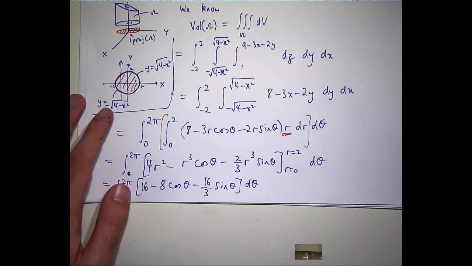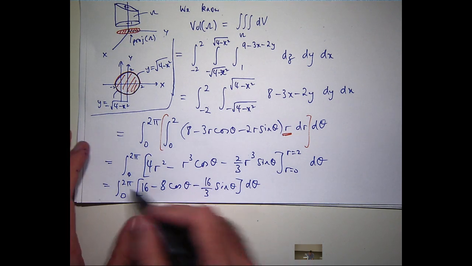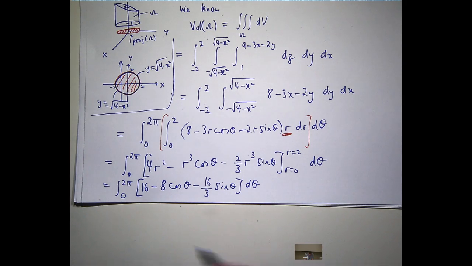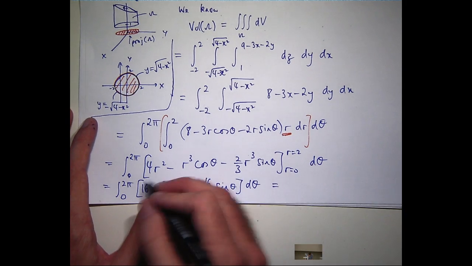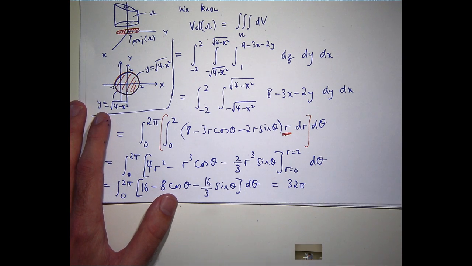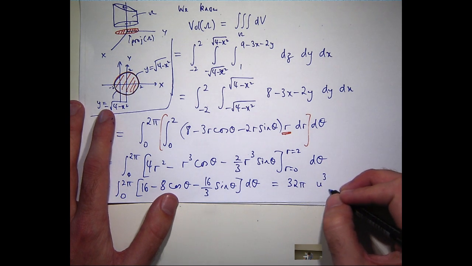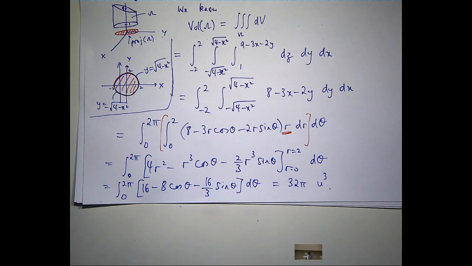Okay, so now just integrate those little bits with respect to theta. I won't do that last one because I'm running out of space. But if you do those three integrals and sub in 2 pi and 0, you'll get 32 pi. Now, it is a volume, so I'm just going to write it 32 pi cubic units.